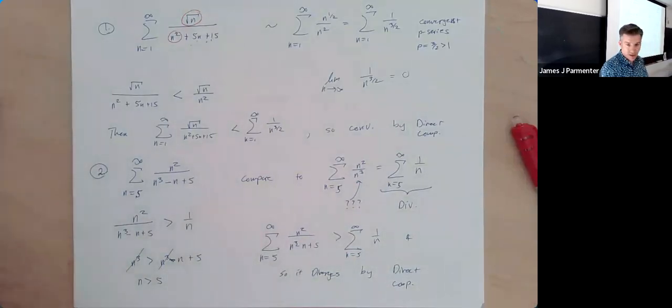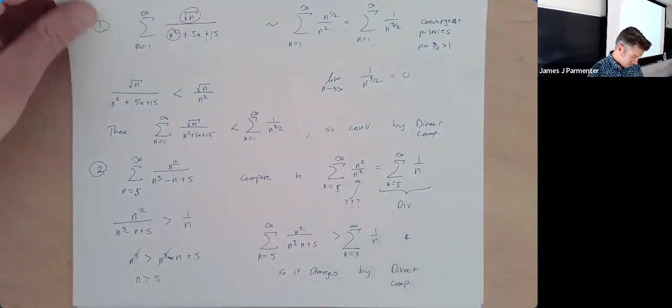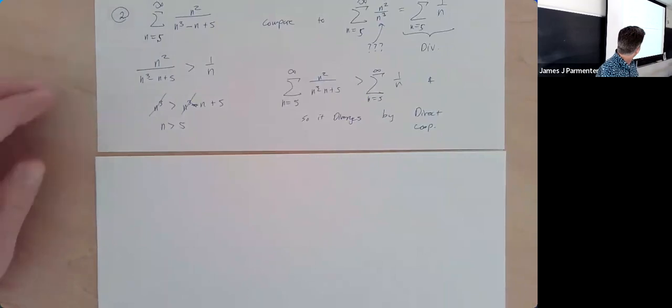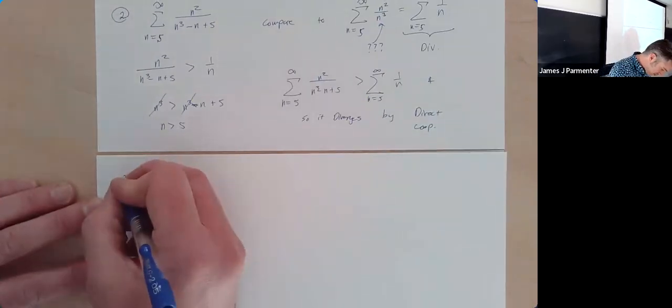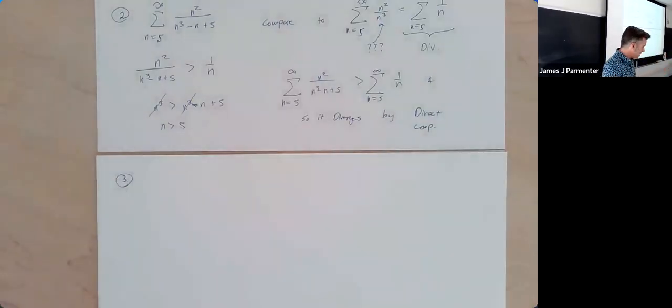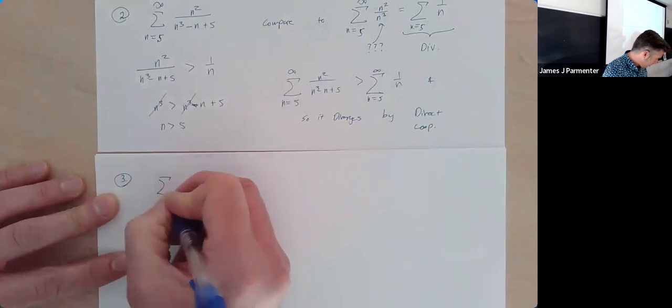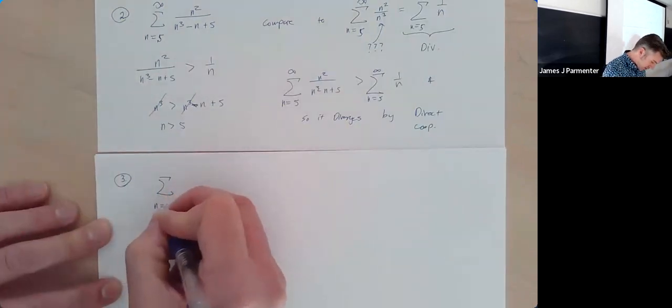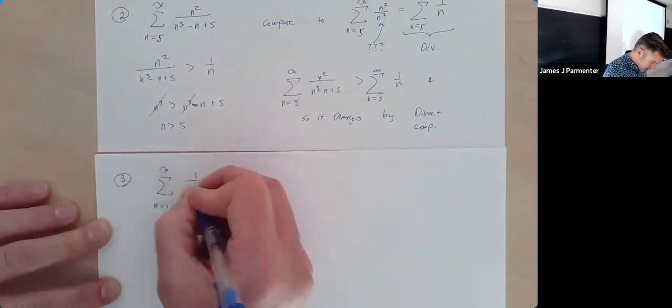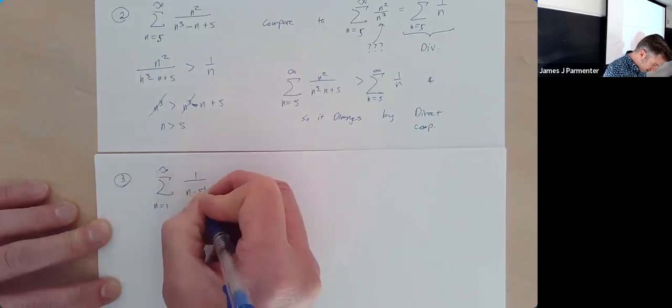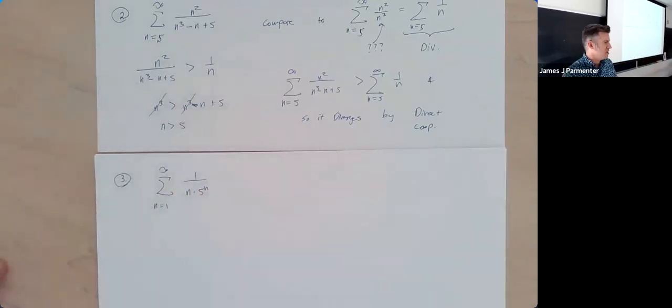Okay, let's look at a couple more, just kind of interesting. But we should move on to the next. I won't say better test because it's not necessarily better. It's just more often applicable. Let's do the sum from n equals 1 to infinity of 1 over n times 5 to the n. Ooh, now I don't just have powers of n.